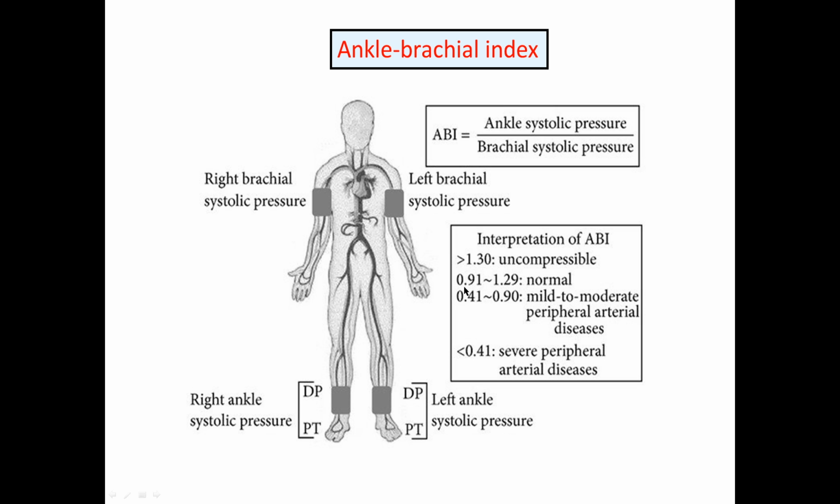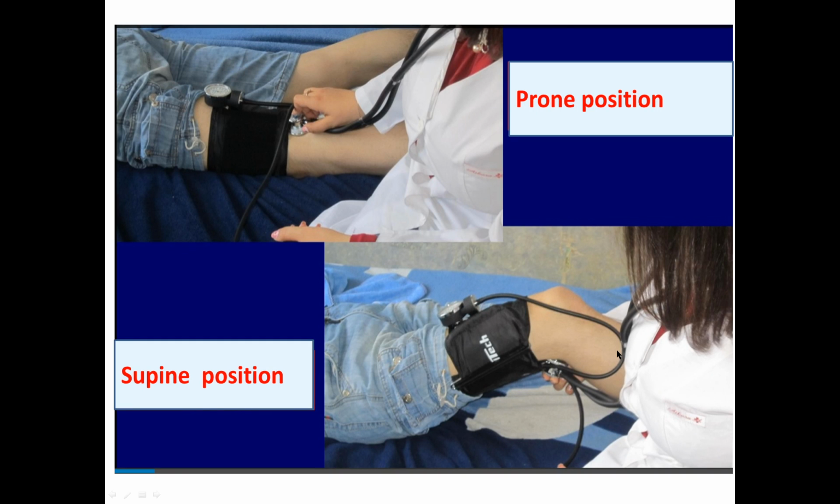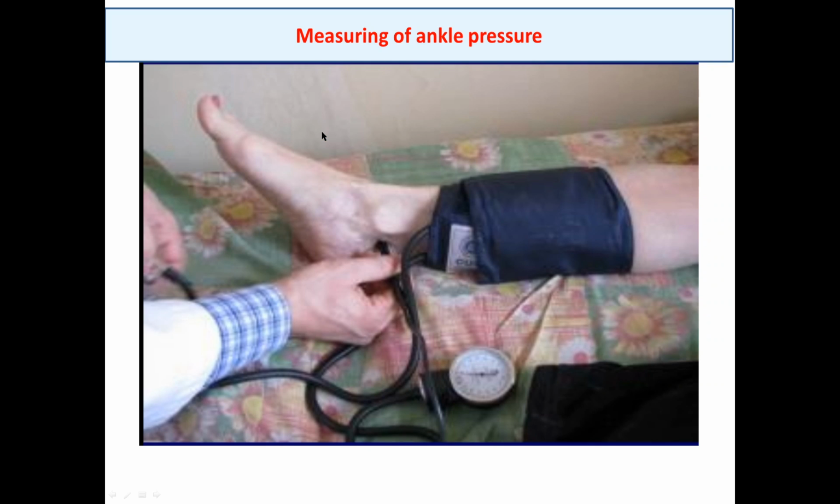Normally this is within the 0.9 to 1.29 range, but in case of decrease, when this index is less than 0.9, we should suspect peripheral arterial disease. Here are examples in prone and supine position of how you measure pressure in the legs, and you should put the stethoscope on the popliteal artery. In case of measuring ankle pressure, you should put the stethoscope on the posterior tibial artery.